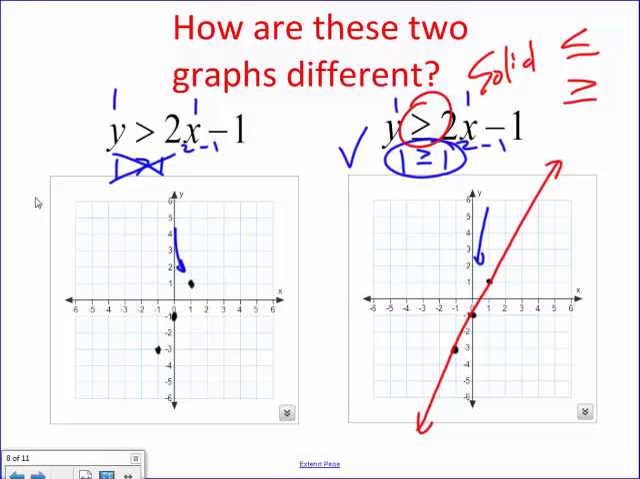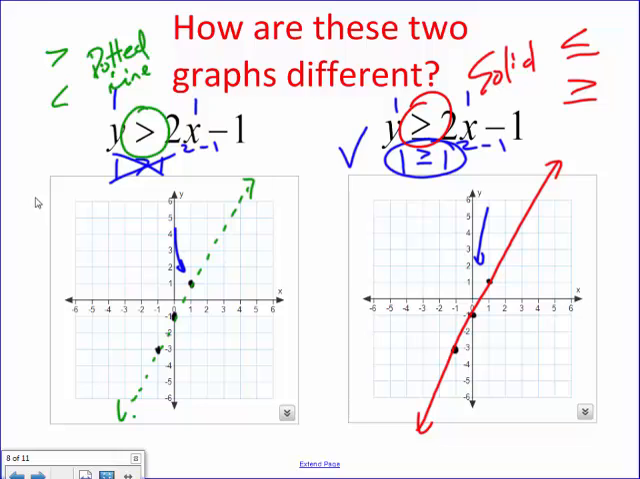Well, the other side, we didn't have an equal to. So for greater thans or less thans, we need a dotted line to show that points on the line do not work. So I put a dotted line for that. So now points on the line do not work.